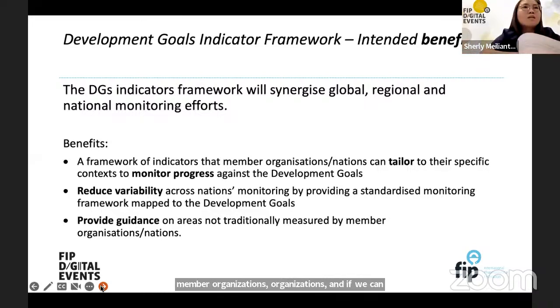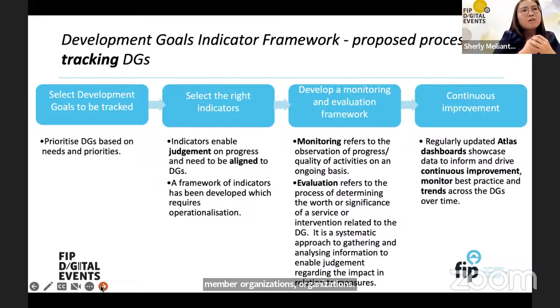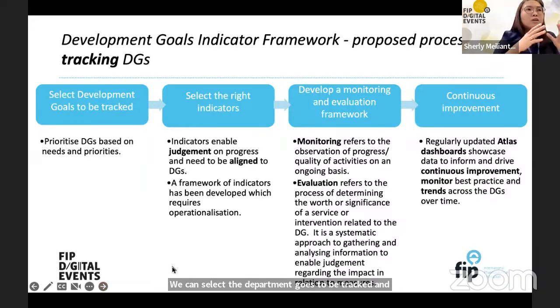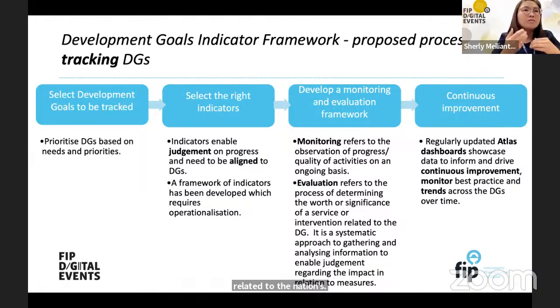And if we can go to the next slide, we will talk a little bit about the proposed process for tracking the development goals. There are 4 steps mentioned in here. The first step is to select the development goals to be tracked. To do this, we can prioritize the DGs based on needs and priorities, and we can identify general or broad areas where there are active or ongoing policies or projects mapped to the FIP DGs related to the nations. After we select the development goals to be tracked, we can select the right indicators. Indicators are useful to provide measurable results to demonstrate progress towards development goals. They are also useful to identify areas that need attention or opportunities for improvement, and to support continuous improvement.